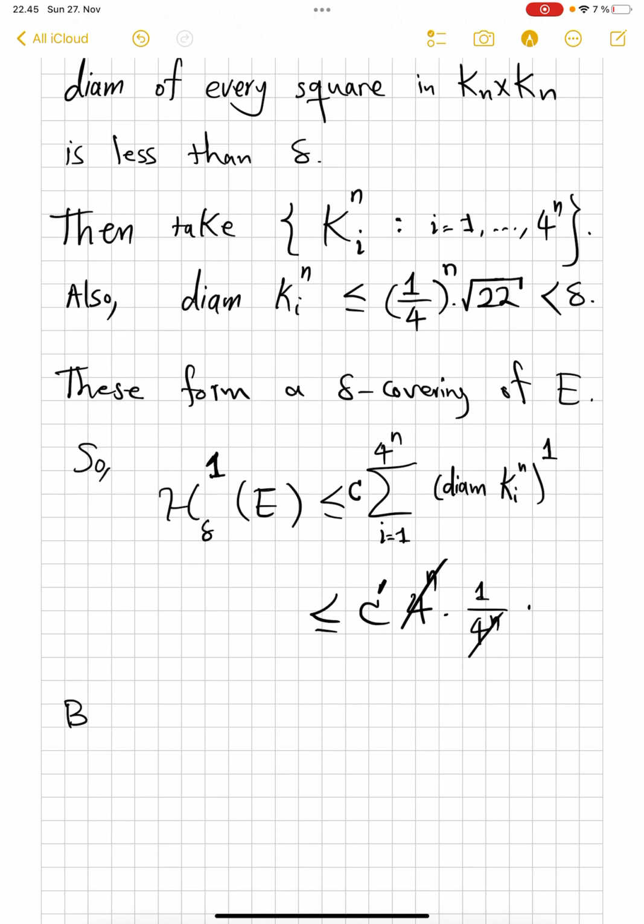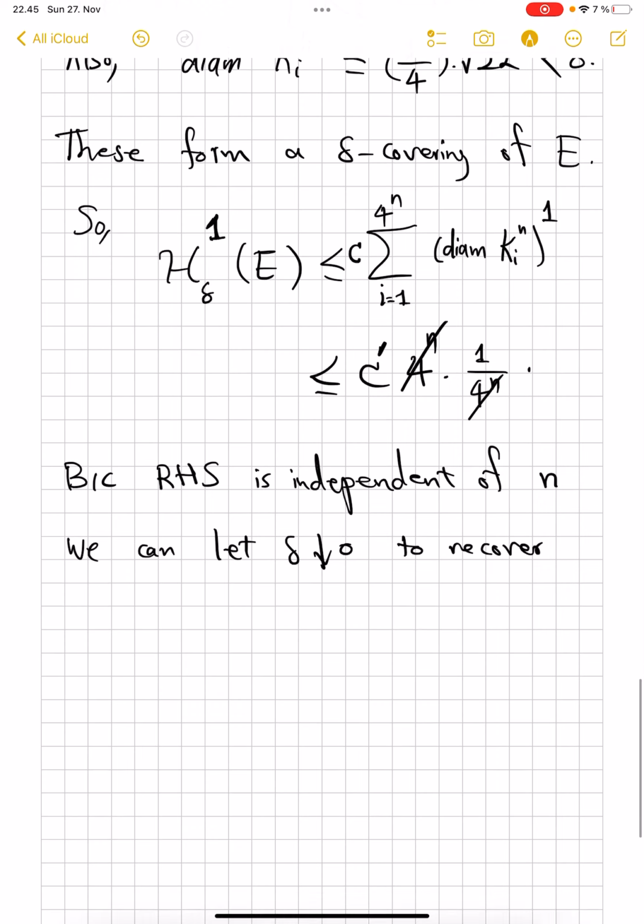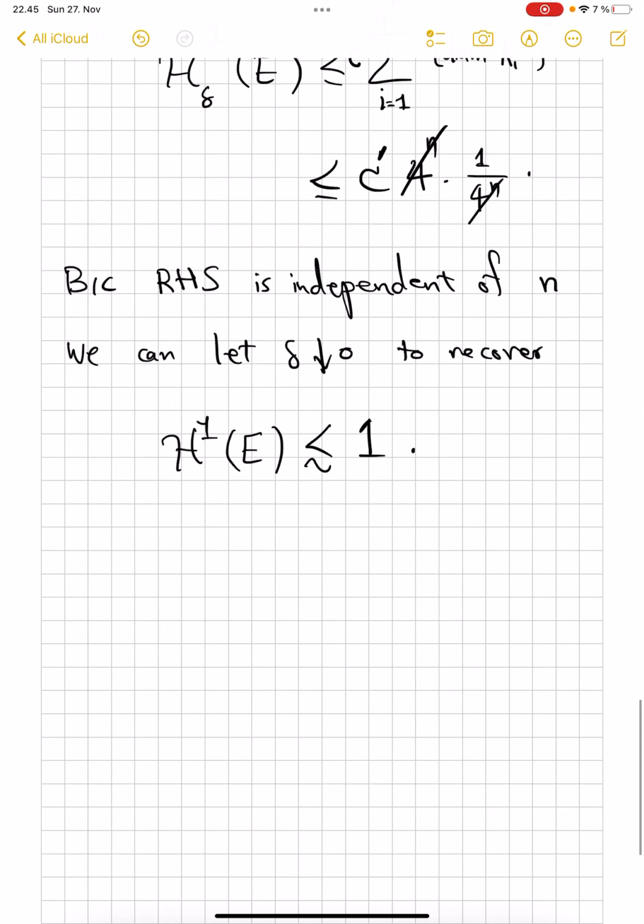So because the right hand side is independent of n, we can let delta go to 0. So we can let delta go down to 0 to recover that H1 of E. By definition, that's the limit when delta goes to 0. That also remains bounded from above by a universal constant. And that finishes the proof. So that is our second claim about this set.